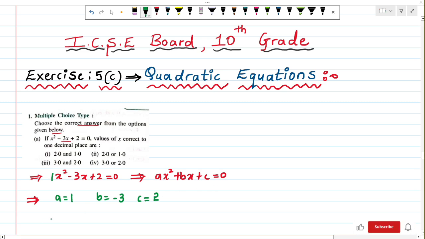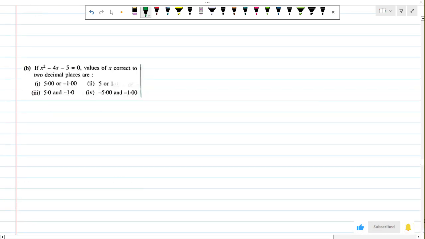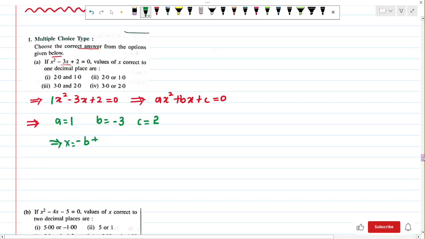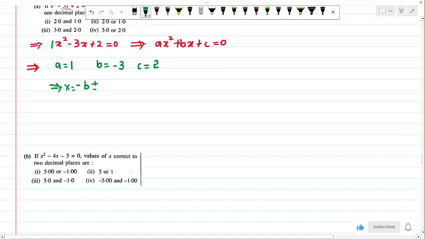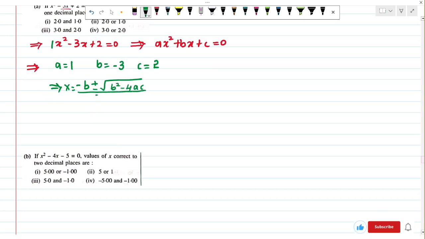So if we put this in the formula, that is x equals minus b plus or minus root of b square minus 4ac divided by 2a. So if we put the values of a, b as well as c in this formula, we will get the values of x. So what is b here?